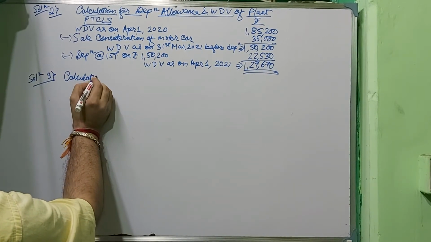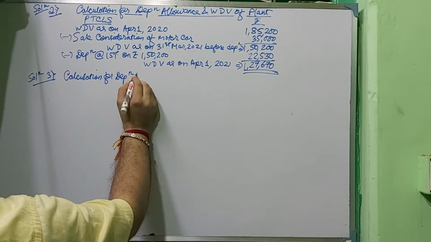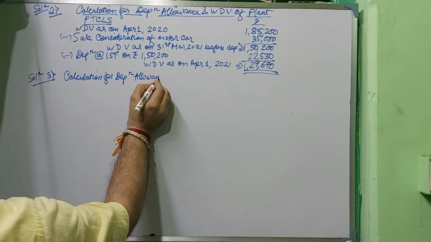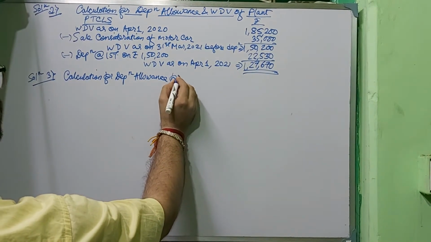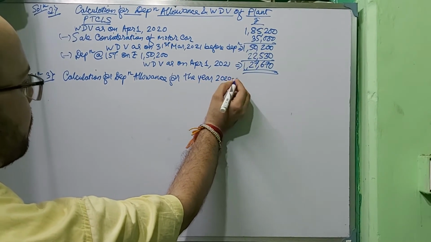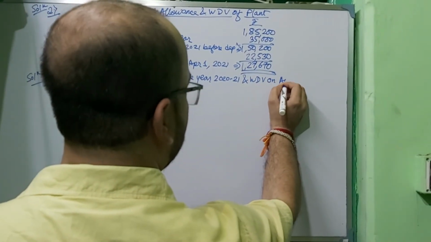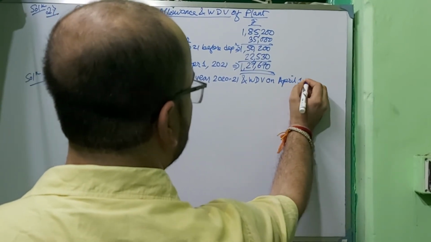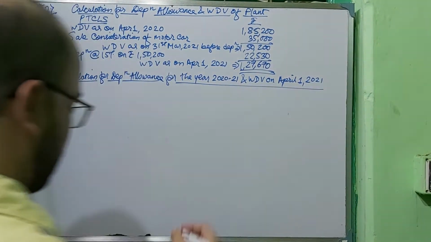Calculation for depreciation allowance, which is given for the year 2021 obviously, and WDV on April 1, 2020. And two conditions have been given.